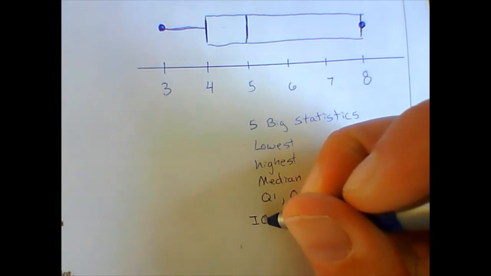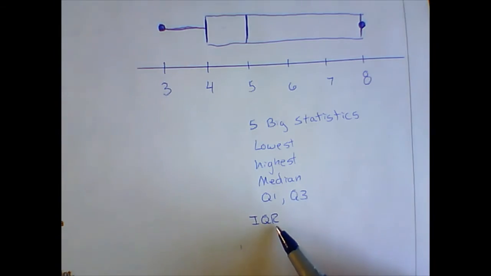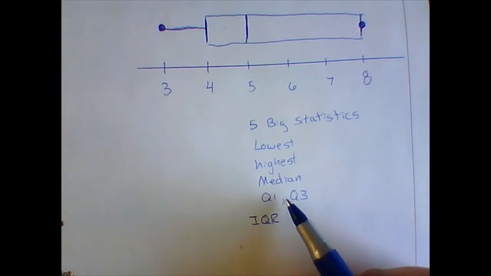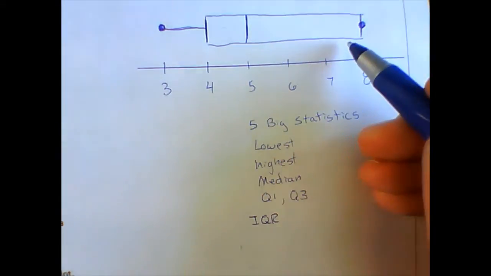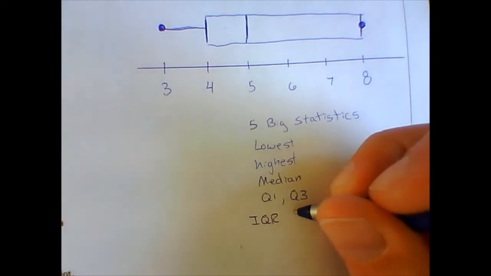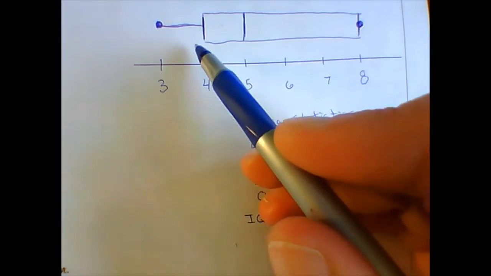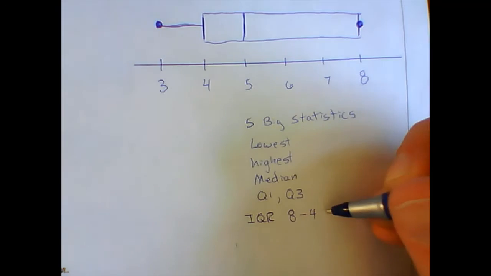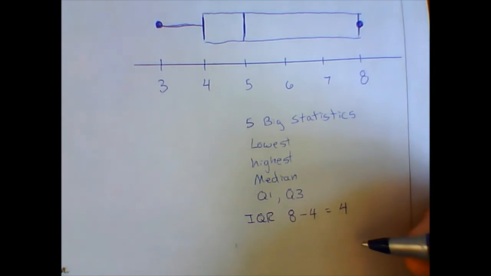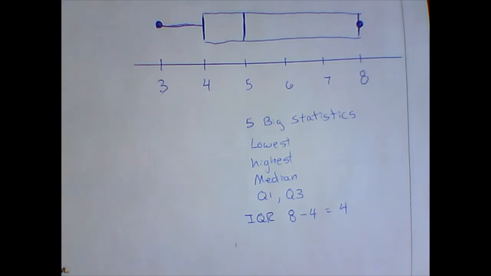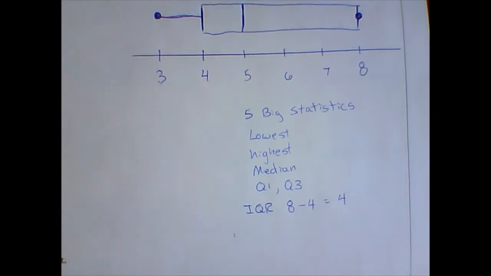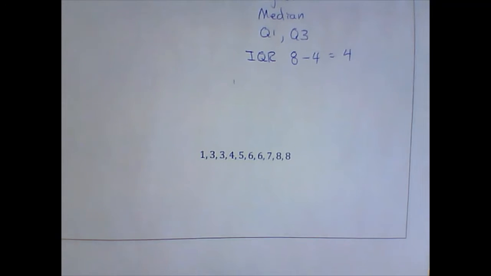Well, remember the IQR is how far it is from Q1 to Q3? And that's the rectangle. So the IQR is basically the length of the rectangle. One end of the rectangle, 8, minus the other end, 4. So even though you have to do a tiny bit of work to get the IQR, it's actually really easy to get from a box and whisker plot.